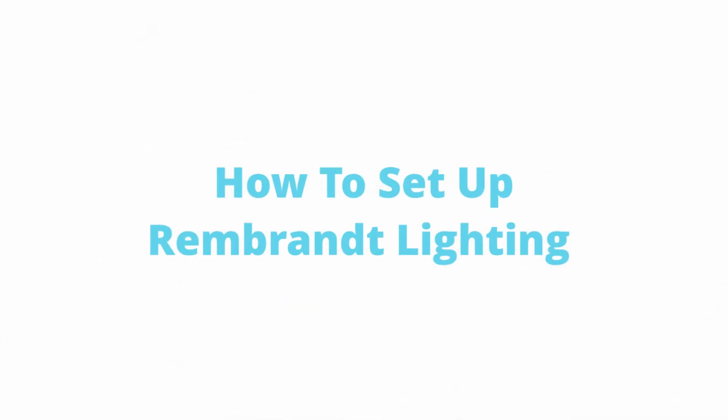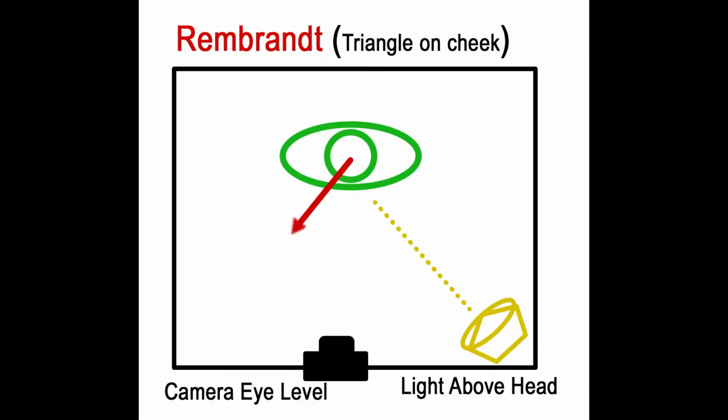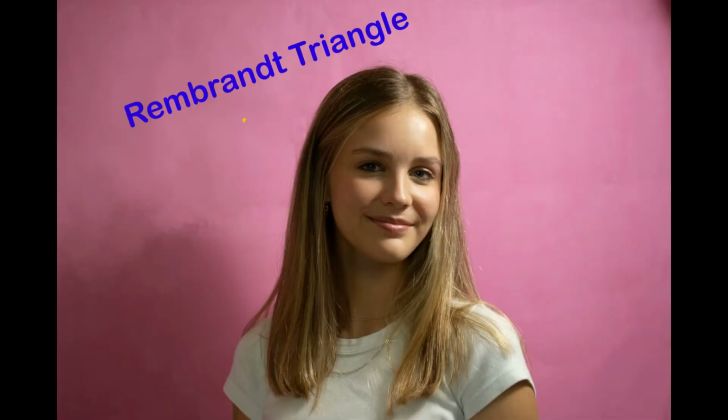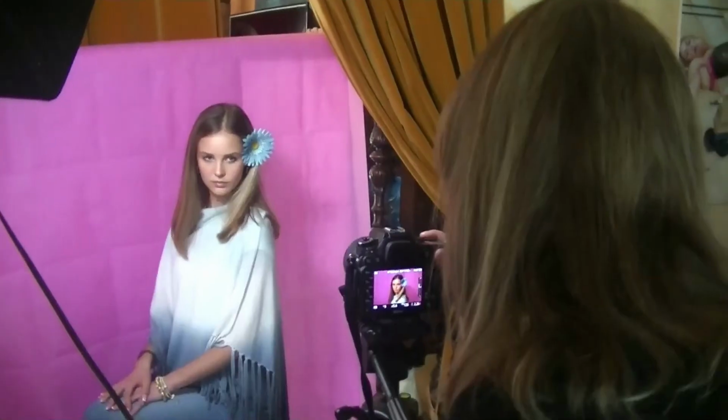Let's explore the setup of Rembrandt lighting and some of its variations. Imagine your subject is sitting in the middle of a rectangular shaped box. You're going to put your light at a 45-degree angle in the corner of the box, and it's slightly above the subject's head. Your camera is directly in front of your subject. Look for that telltale triangle, which will be located on the dark side of the face.